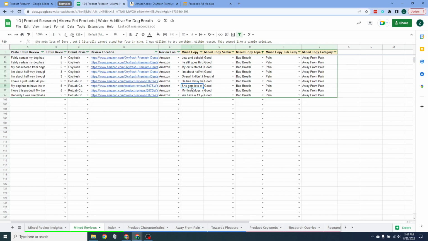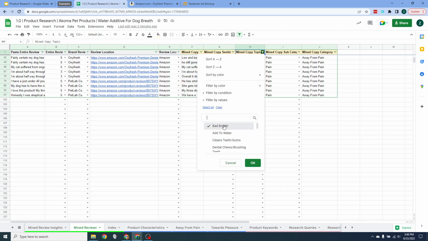Tartar. She gets, let's see. This seems like a good one. Yeah, I can't get close to the dog. Three dogs had bad breath. 13-year-old with bad breath. So yeah, some of these are really, really good for finding copy. And think about this: some of them don't even want to get close to their dogs because the breath smells so bad. So that's really, really important copy. That's really good. We'll check out the other one, which was add to water.